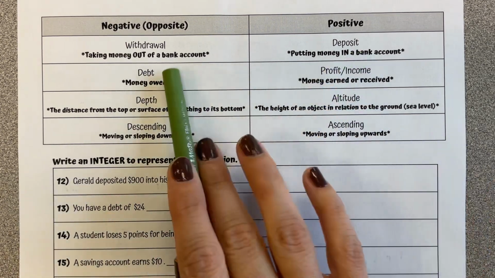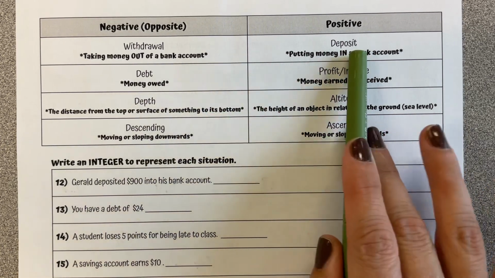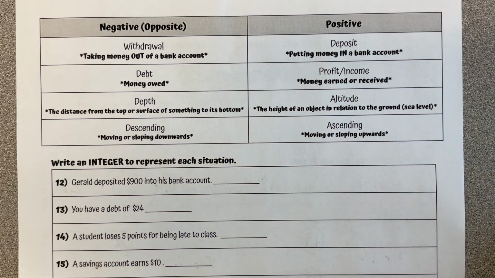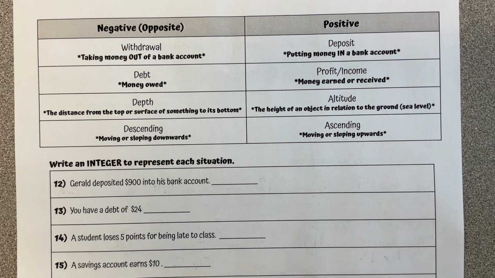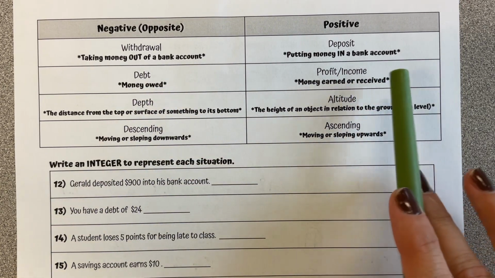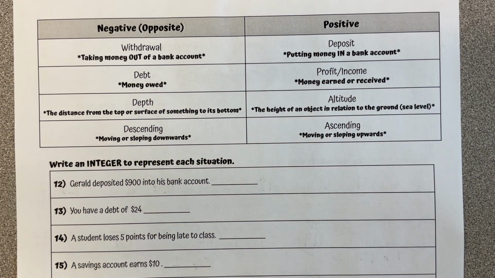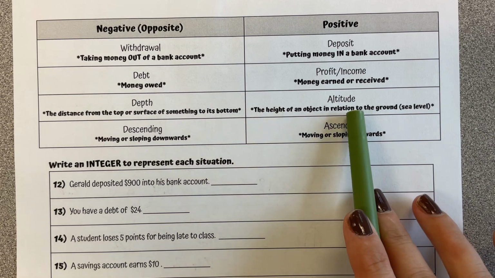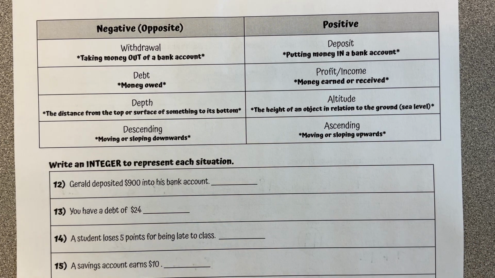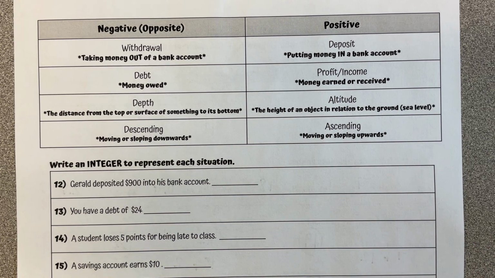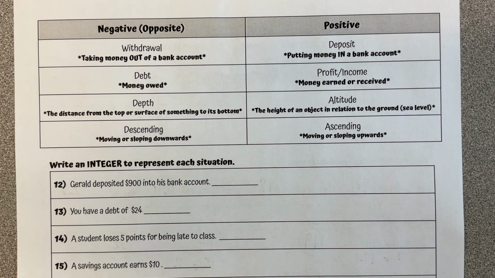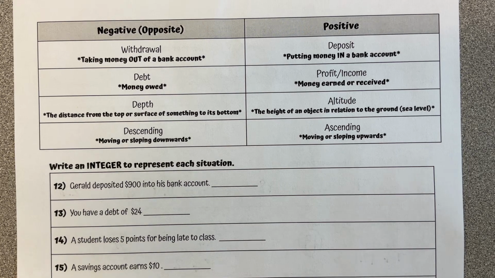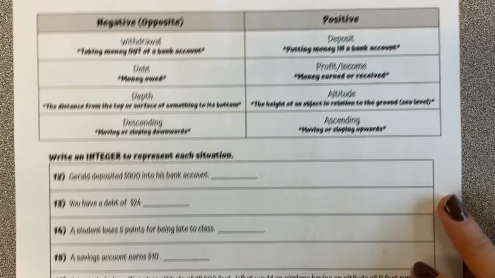And then there are opposites here. The opposite of withdrawing is to deposit, putting it into your account. That's good. Your account goes up. The opposite of debt, making a profit or income. You're earning money. That's positive. Altitude, you may hear like on the plane, we are at an altitude of 30,000 feet. That's how high you are up in the air. That's a positive value. And the opposite of descend is to ascend, moving up.